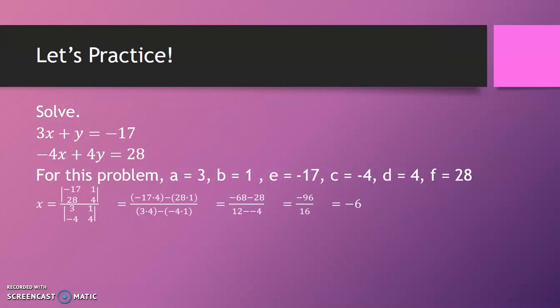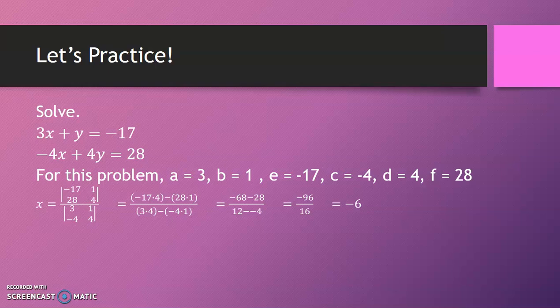So this is showing you the setup to solve for x. I think personally that the hardest thing to do is to know which numbers you need to put where, and that's when you just have to go back and look at Cramer's rule that I showed you to see what numbers go in, where does the a go, where does the b go, the e, and so on. For the top we have negative 17, 1, 28, 4, and for the bottom we have 3, 1, negative 4, 4. Once you have it set up in Cramer's rule using that pattern I showed you, solving for the determinant should be fairly simple because you just cross multiply and subtract like we were doing earlier.